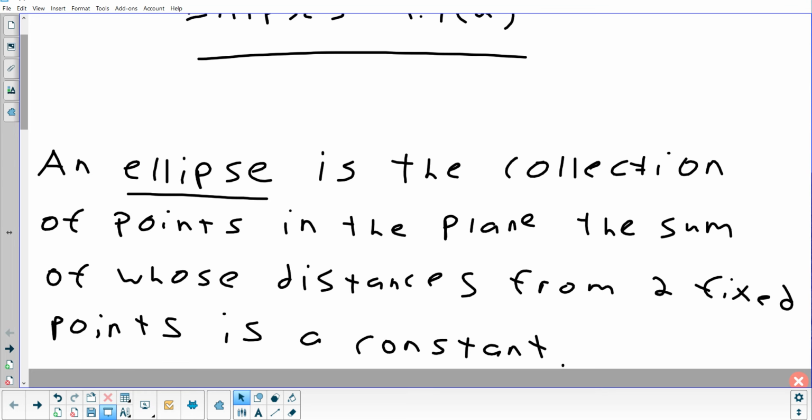So there's two special points inside of an ellipse. I'll tell you what they're called in a minute. And if you measure the distance from those two points to some point on the edge of the ellipse, add those distances up, it will always come out the same. Okay, and I'll bring up a picture next so you can see what I'm talking about.